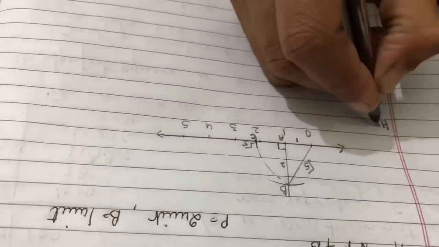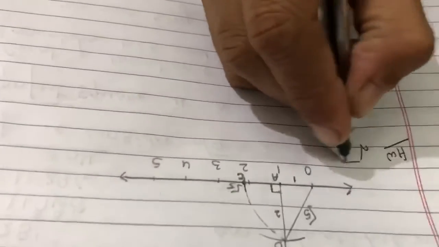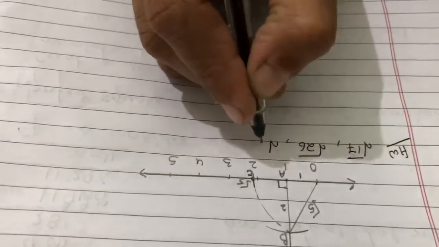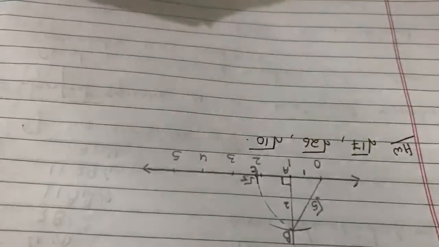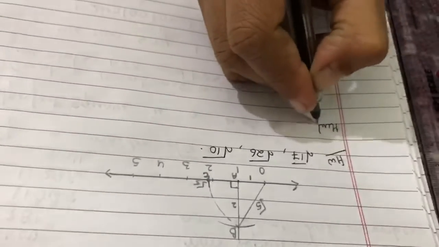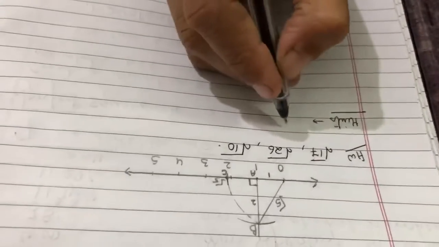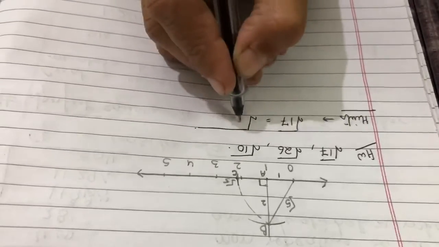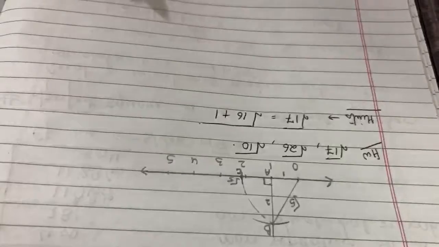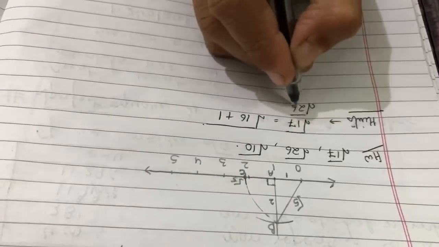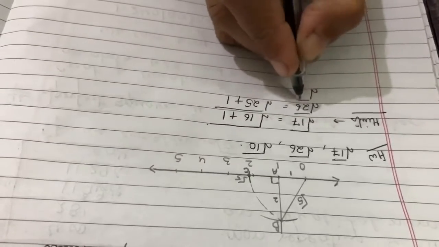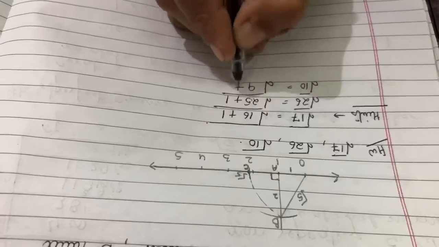So based upon these two questions, now it's your work to draw √17, √26 and √10 on the number line. Let me give you a few hints that will be helpful while doing these questions. If I am going to draw √17, I can take it as 16 plus 1. If I am taking √26, it can be represented as 25 plus 1. √10 as 9 plus 1.